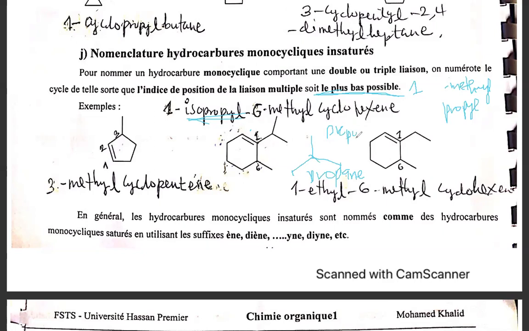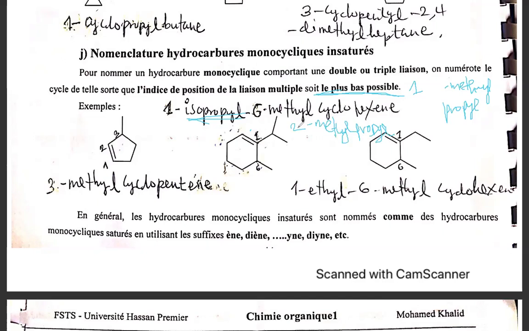That's the chain principle. Propyl. Then at position number 2, you have a methyl there. You have a methyl propyl.